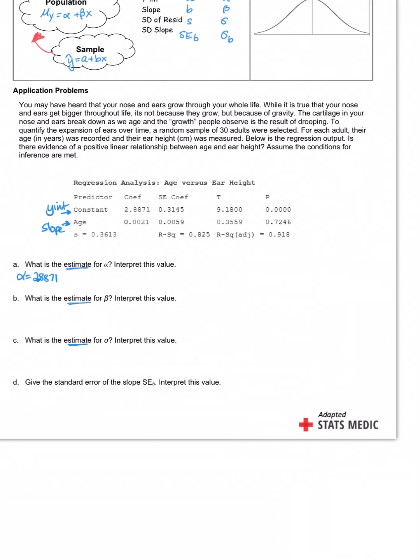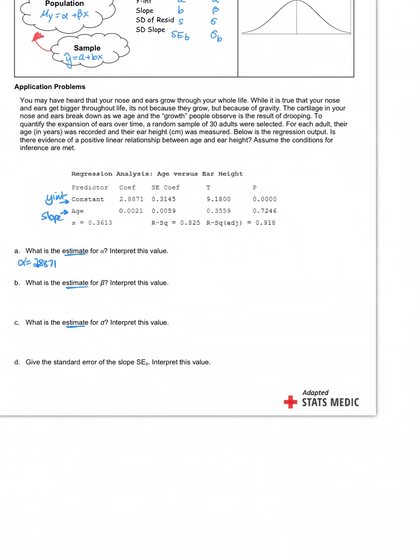Then it says interpret. Okay, let's see if you can still remember how to interpret from Friday. So a y-intercept is when x is 0. So what does x represent here? Age. So when the age is 0, that's birth, right? So when age equals 0, we predict the ear height to be 2.8871 centimeters on average.